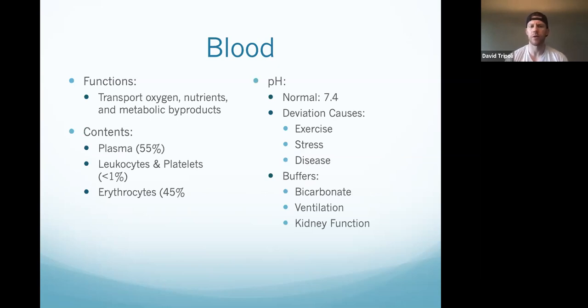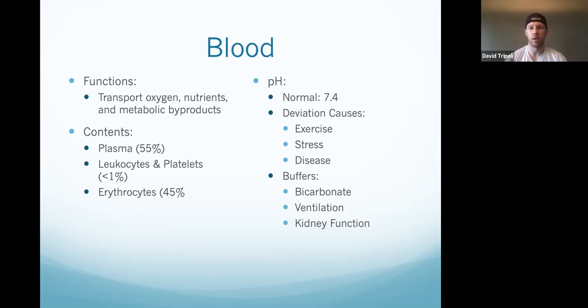Just some things about blood first. Again, what is its function? To transport oxygen, nutrients, and metabolic byproducts, whether into the system or getting out of the system. What is it made up of? Plasma is a little over half of it. Leukocytes and platelets, so white blood cells and clotting factors, and then erythrocytes, about 45%.